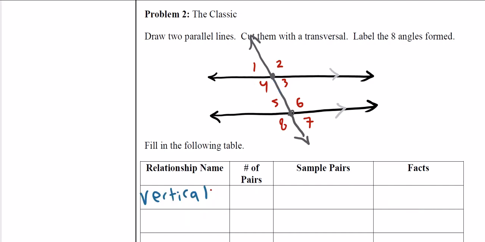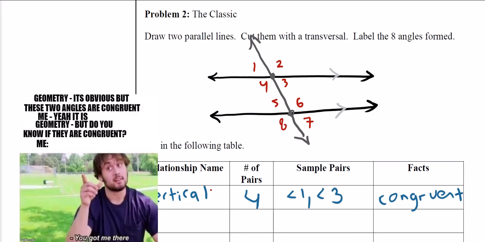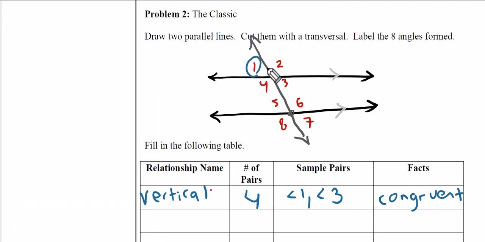Finally, by way of review, we've talked about vertical angles quite a bit in this class already, but just in case, vertical angles are angles that are across from each other, with a point in between. So for example, angles 1 and 3 are vertical angles, or angles 2 and 4 are vertical angles. 5 and 7 are vertical angles, 6 and 8 are vertical angles. We've done enough work with these for you to know that vertical angles are congruent, or equal to each other. And as a sample pair, we have angle 1 and angle 3 as a pair of vertical angles, and they're both equal to each other. There's a total of 4 pairs in this diagram.